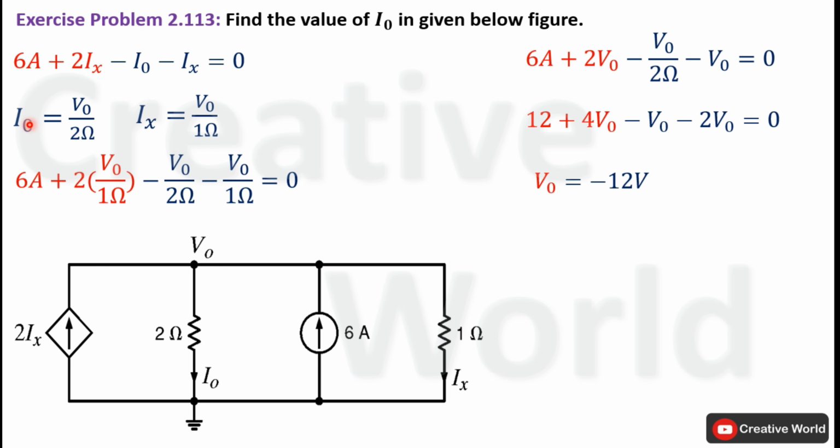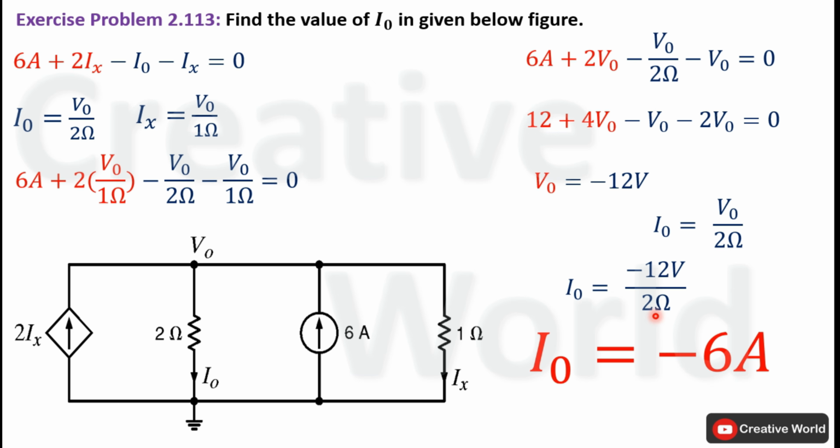Now we can calculate the value of current I0 by placing the value of voltage inside this equation. So the value of current I0 will be equal to minus 12 volt divided by 2 ohm. Current I0 will become minus 6 ampere. Here the minus sign is indicating that the actual direction of current I0 is opposite to the direction given in the scenario.